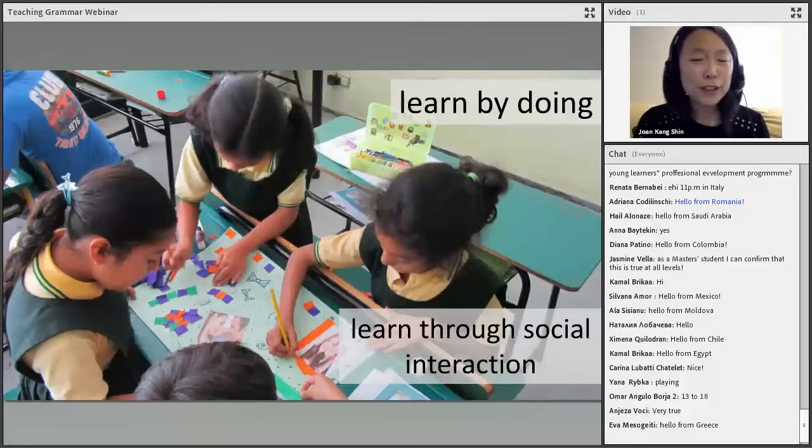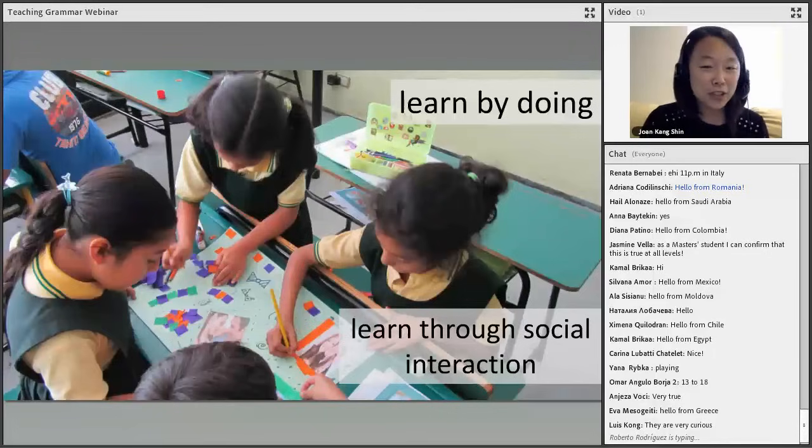So how do children learn? Of course, as you probably know, children are active learners and thinkers. They learn by doing. And they're also social learners. They learn through interaction with their peers as well as their teacher.